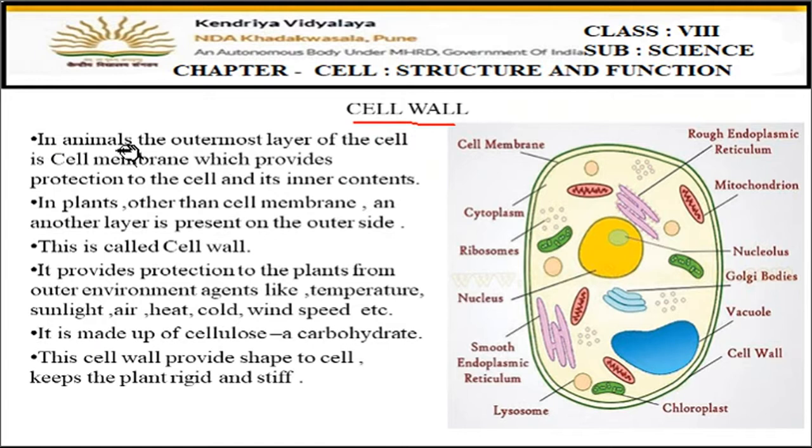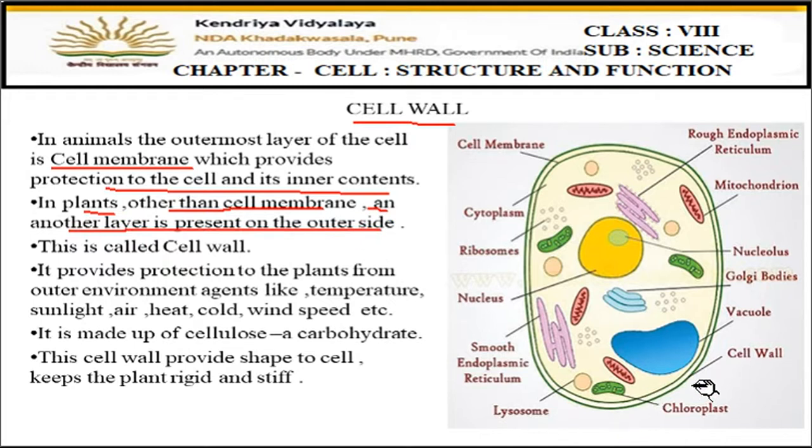Now the cell wall is present only in plant cells. Remember, children, in animals the outermost layer of the cell is the cell membrane. But in plant cells the outermost covering is the cell wall. This cell wall provides protection to the plant cell. Like in animal cells, the cell membrane provides protection to the cell and its inner contents, whereas in plants, other than the cell membrane, another layer is present on the outer side.